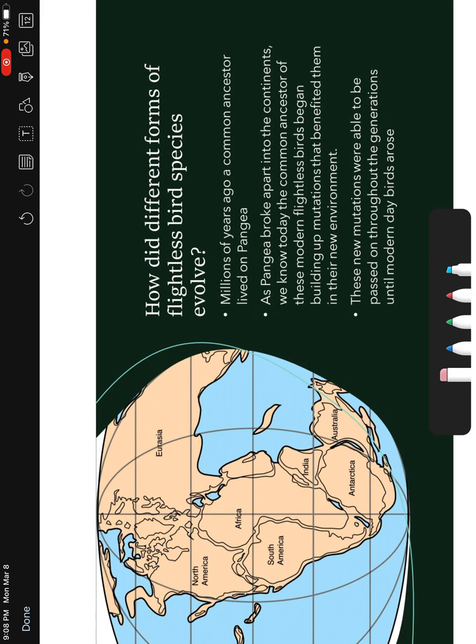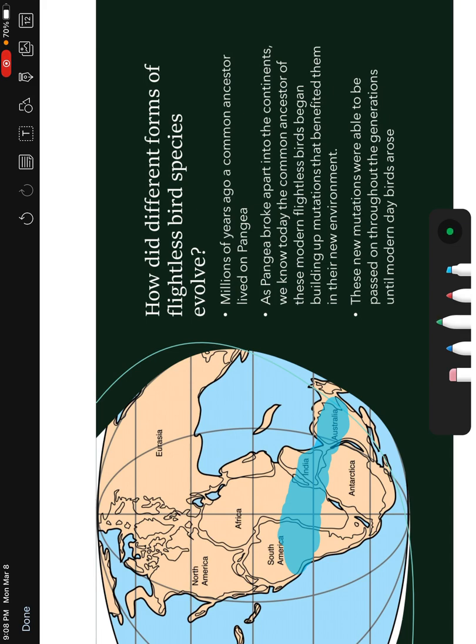So how did different forms of flightless bird species evolve? Okay, so millions of years ago, a common ancestor of flightless birds lived on Pangaea. So that, if you remember, Australia, parts of Papua New Guinea, Africa, and South America. All of these areas is where this common ancestor of flightless birds would have lived.